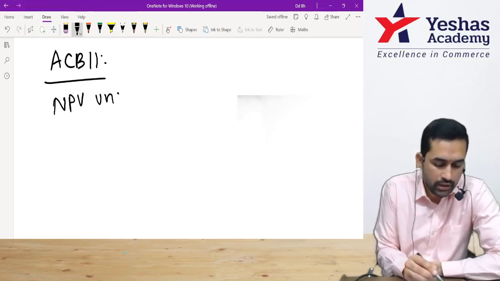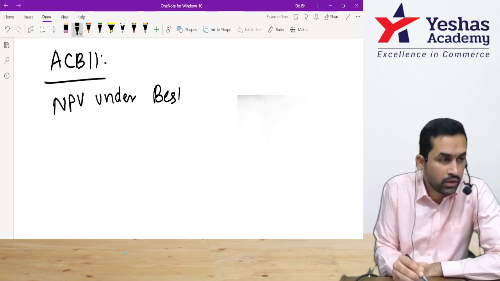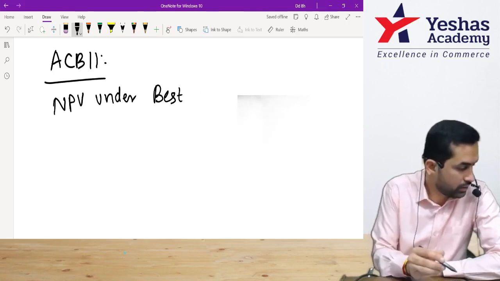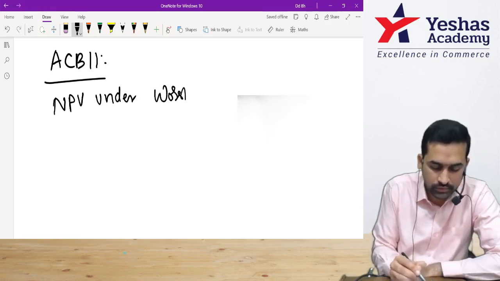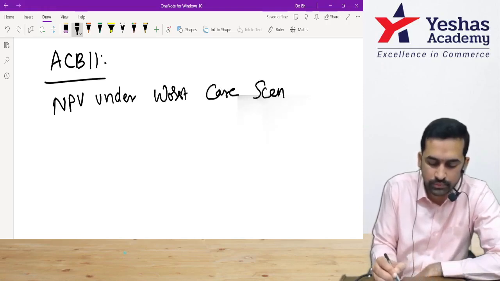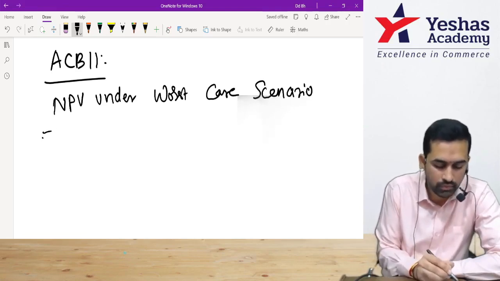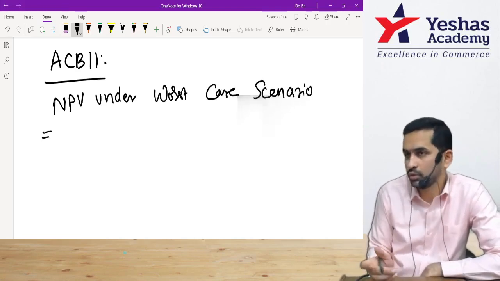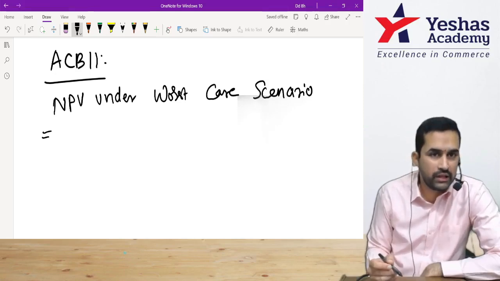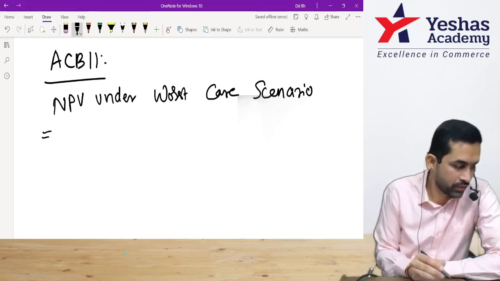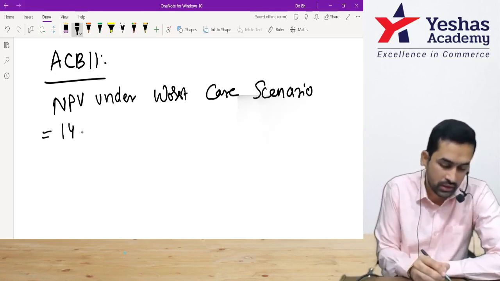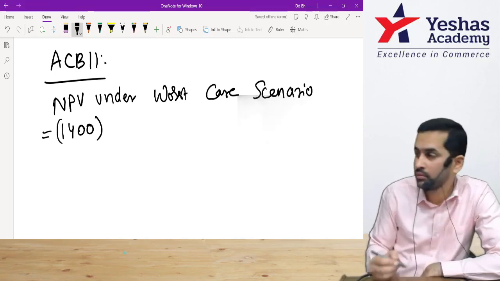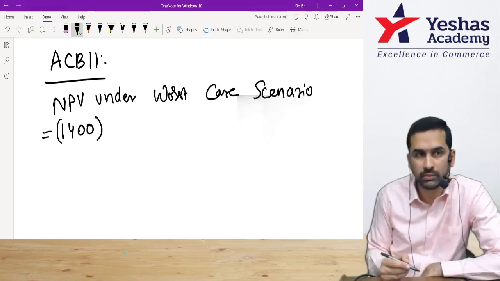NPV under best, first I'll go in the order. Worst case scenario is equal to year 0 outflow 14 lakh. Since they have given inflows in thousands, I'll take even this as 1400, 3 zeros less.